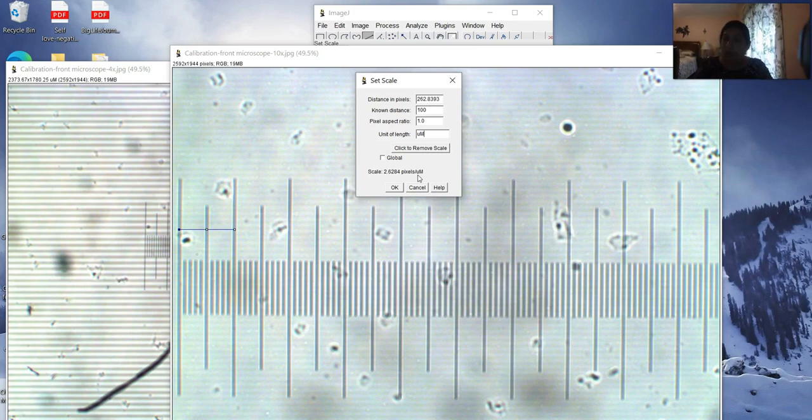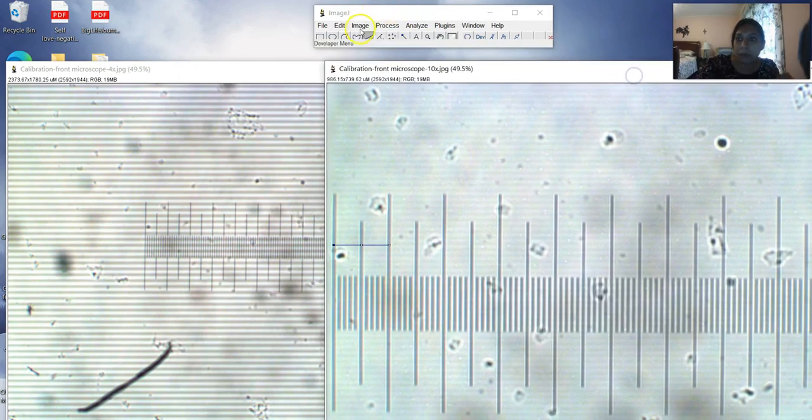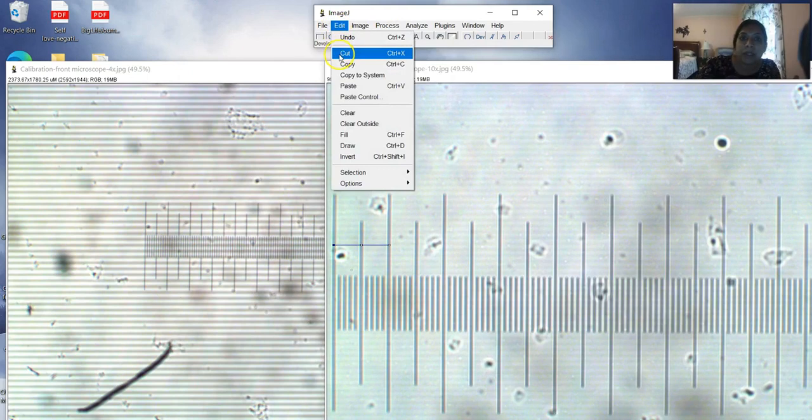So for our 4x objective lens, it was 1.9 pixels per micrometer. And for our 10x objective lens, it is 2.6 pixels per micrometer. And those would be the calibrations we would want to use. And I'll show you how we would use them. Now, let's do one more, and then I will show you how it affects our measurements.